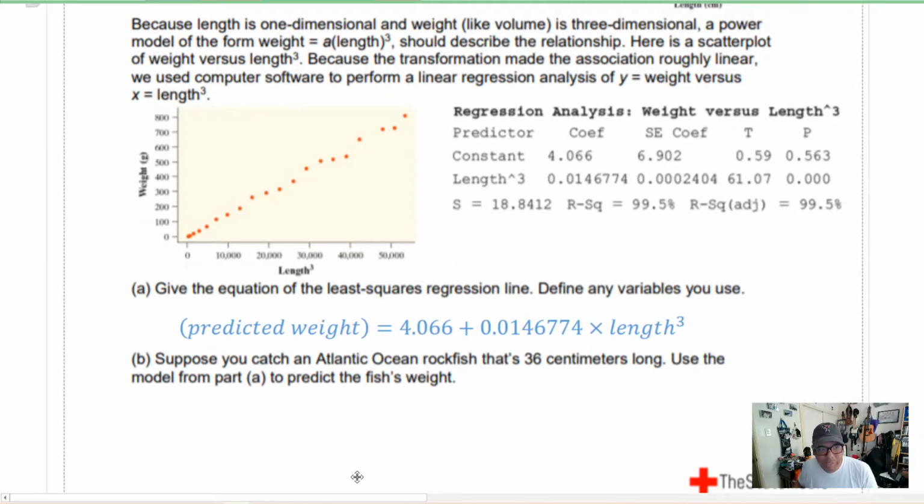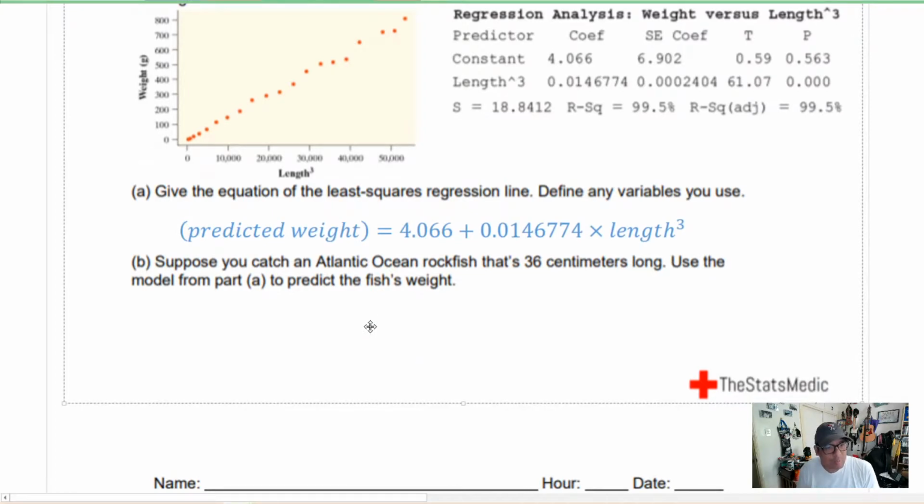So let's give an equation for the least squares regression line. The way I like to see you write this is predicted weight equals 4.066 multiplied by 0.0146774 times the cube of length. Okay. Now suppose you catch an Atlantic Ocean rockfish that's 36 centimeters long. Let's use that model to predict the fish's weight.